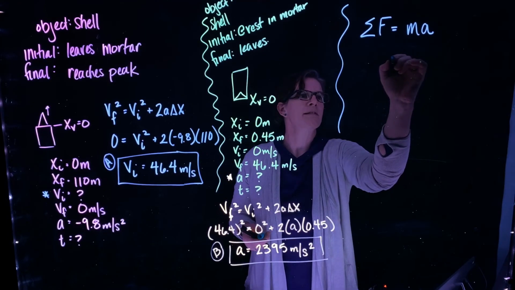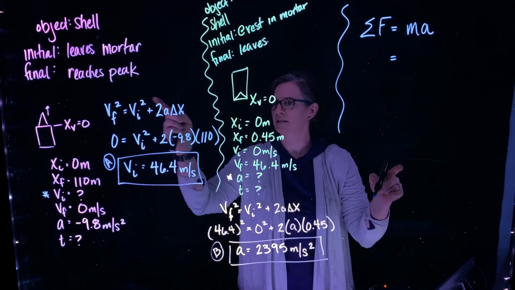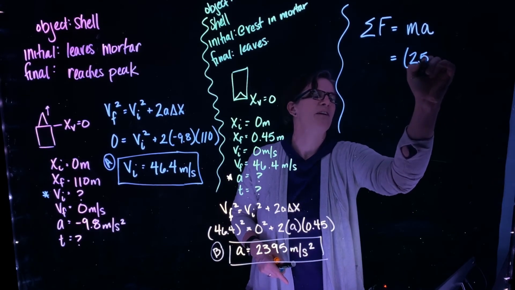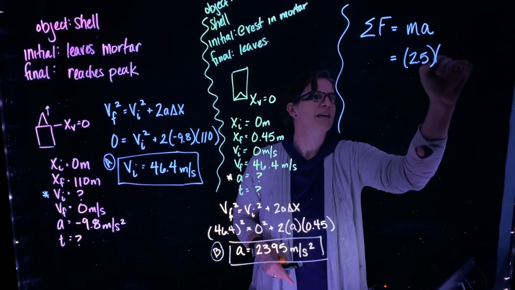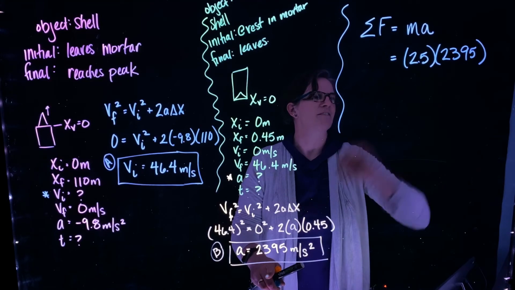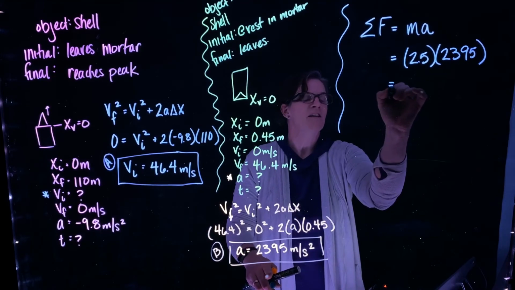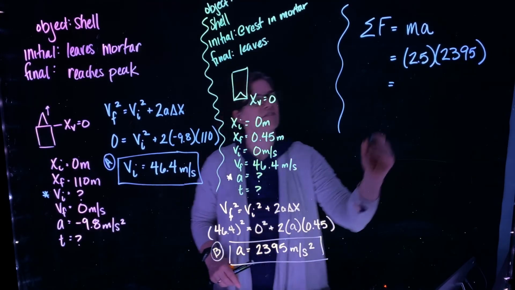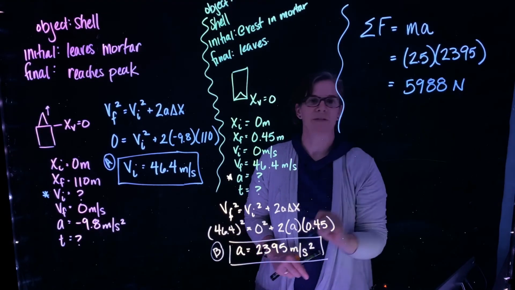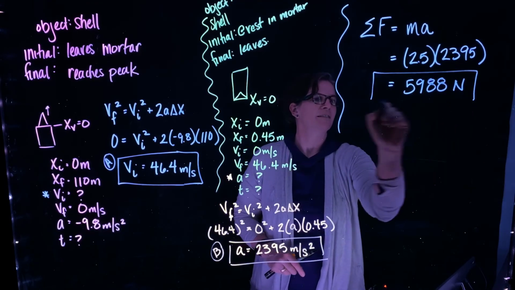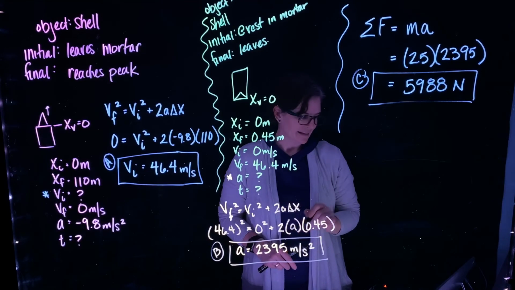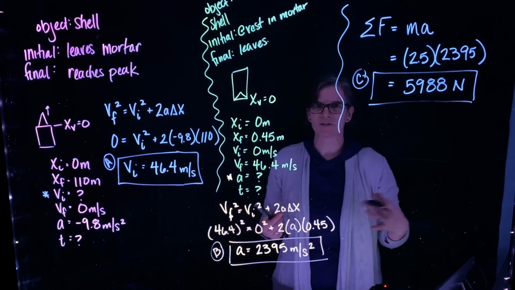Well, my force is equal then to the mass, which we were given in the problem, is 2.5. I didn't write it on the board, but that was the mass, times my acceleration of 2,395 meters per second squared. So we get an average force of 5,988 newtons acting on that firecracker.